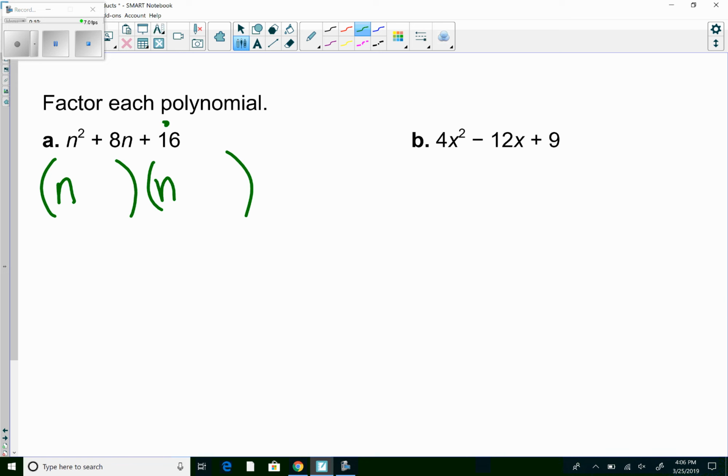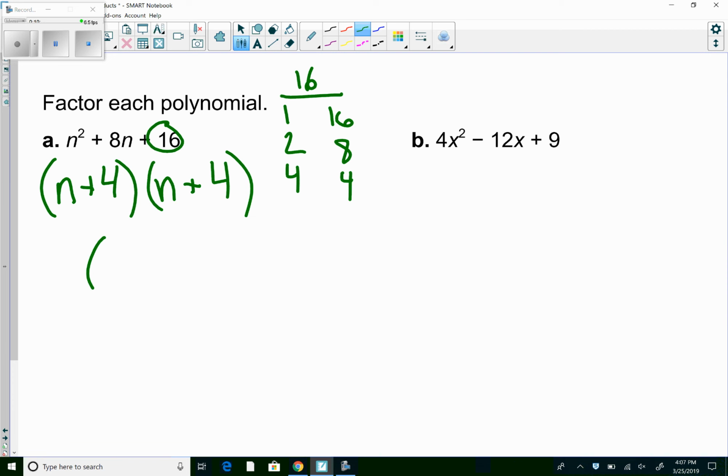Now I've got to think of what are my factors of 16 that are going to give me 8? Hopefully you guys automatically start thinking to yourself, okay, well, that's got to be 4 and 4. And if it doesn't come really quickly to you guys, just start writing out the pairs. 1 and 16, 2 and 8, 3 doesn't work, 4 and 4. Okay, you'll come up with that. It's going to take time. You're going to start slowly but surely coming up with these factors really, really quick. It's kind of like a puzzle, actually. It's kind of fun once you get the hang of it.